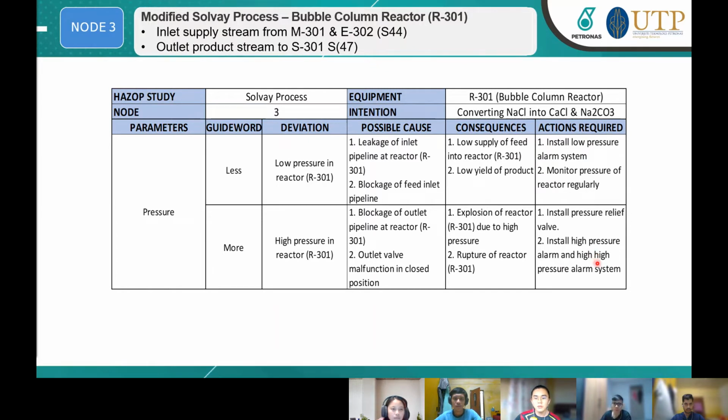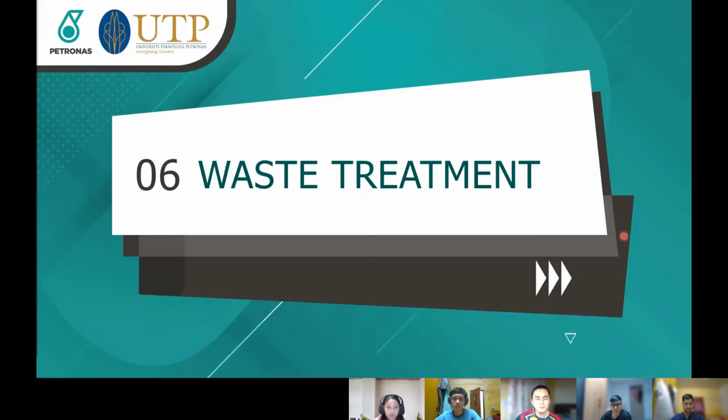Lastly, as mentioned just now, the pressure of the reactor will increase along with the flow and temperature. Therefore, an emergency alarm such as the pressure alarm and relief valve are to be installed in order to mitigate this problem as well. Now I'll pass the floor to Terry to talk about waste management.